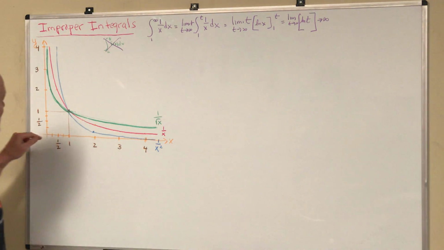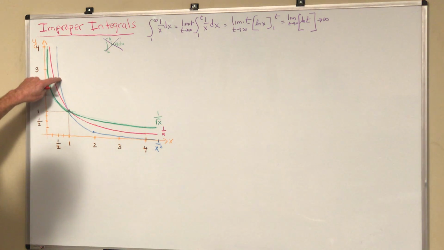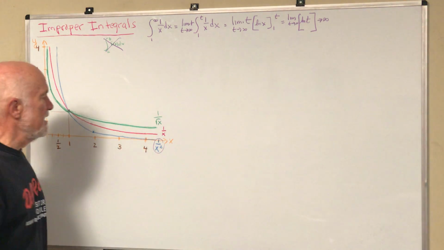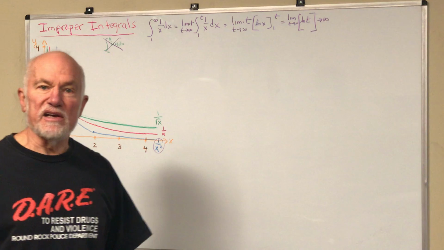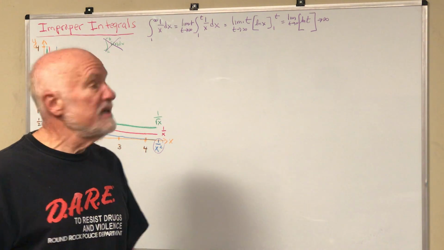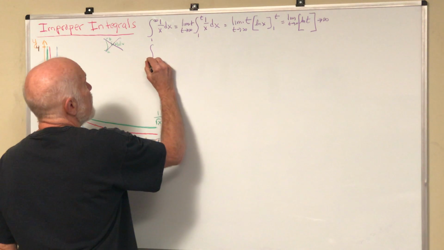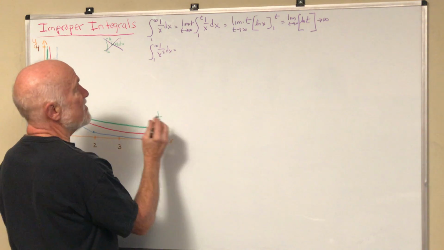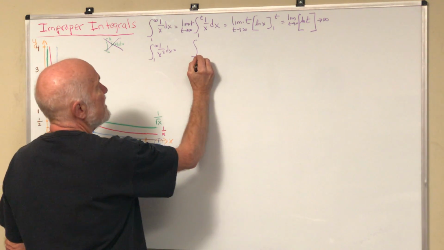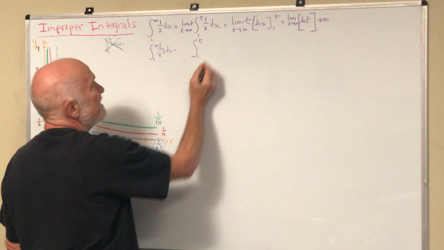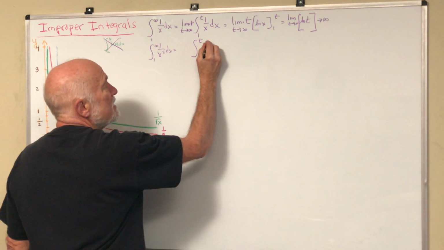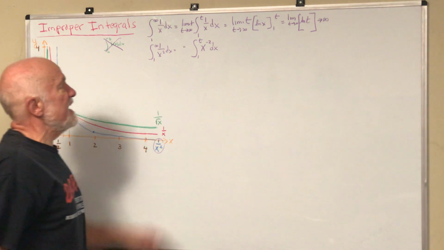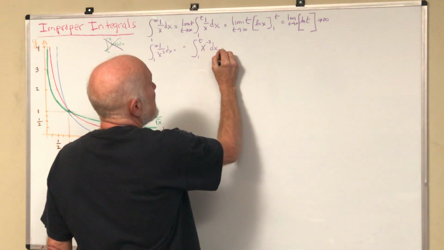Well, what if we switched to this blue curve, y equals 1 over x squared? It looks like there's going to be less area, but is it still going to be an infinite amount? Let's find out. What's the integral from 1 to infinity of 1 over x squared? Again, it's improper, so we take the integral from 1 to t of 1 over x squared, which we might as well write x to the negative 2, and then we're going to take the limit as t approaches infinity.